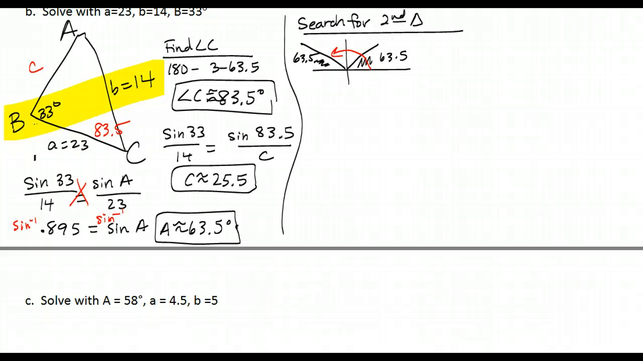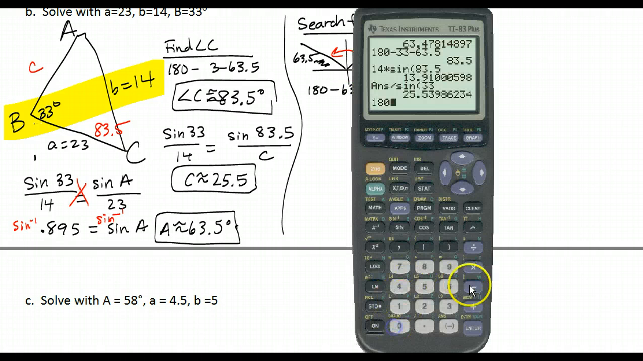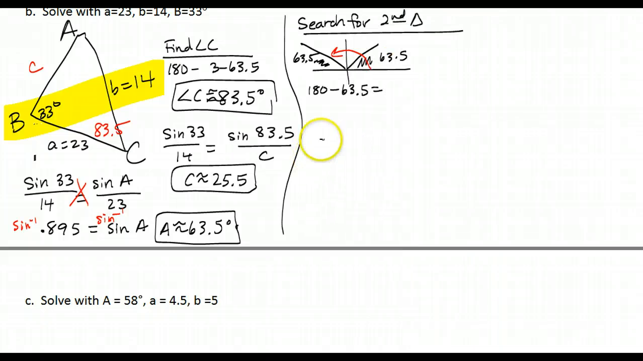Now here's the confusing part. 3 angles in a triangle add to 180, but a straight line also adds to 180. So I'm going to take 180, subtract my 63.5. But this time the reason I'm doing that is because this angle I'm getting, 116.5, plus 63.5 form a straight line. So that's why I can do that for this one.